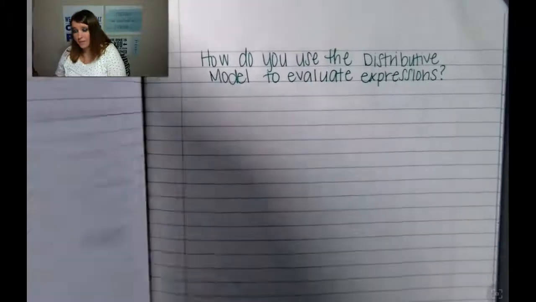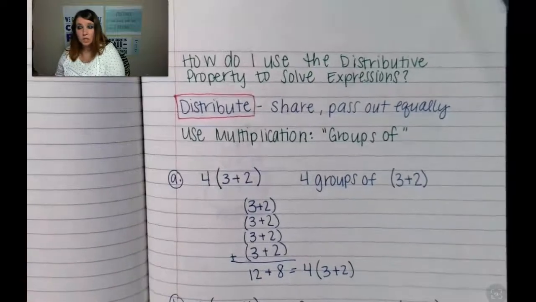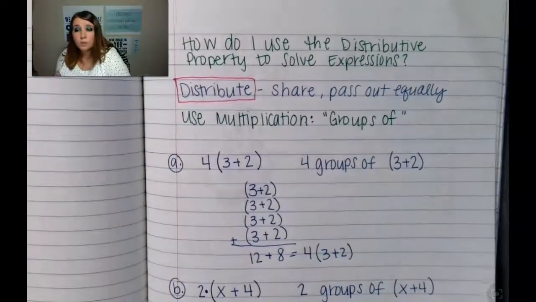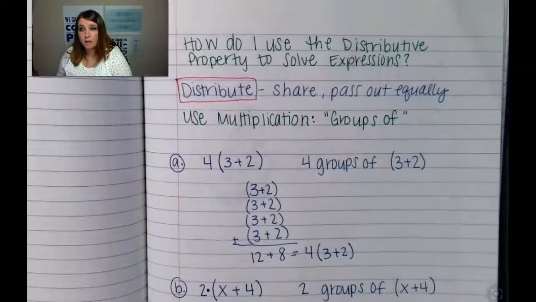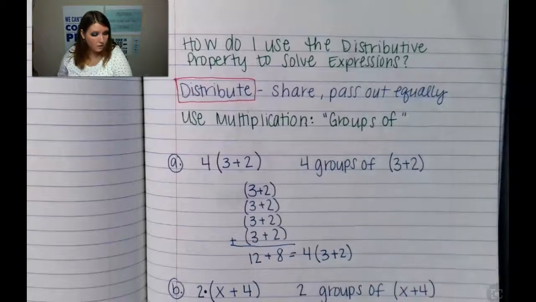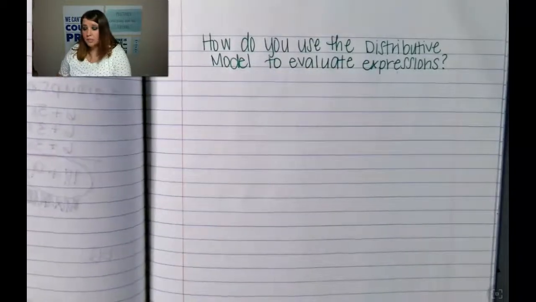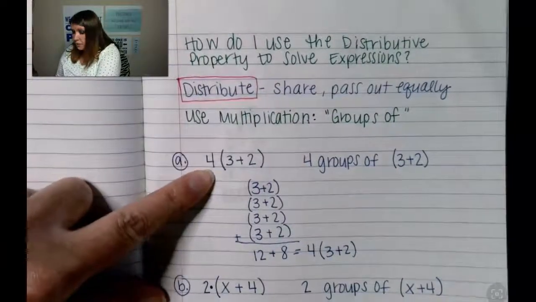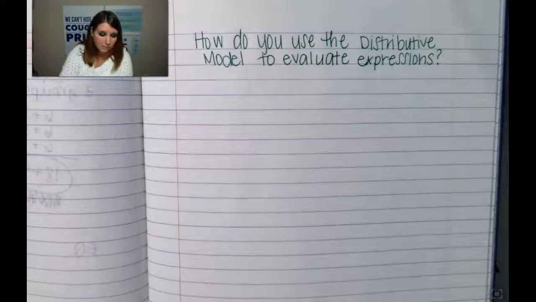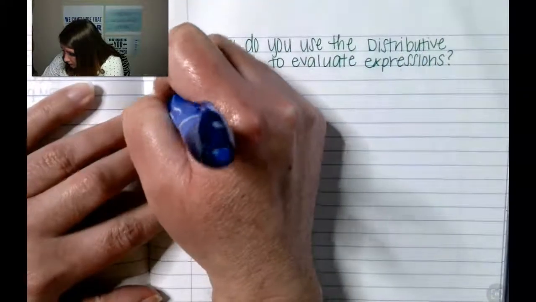So we know from yesterday that distribute means to share or pass out equally. We also learned to use it through multiplication and groups of, and we learned about repeated addition. Today, we are going to evaluate by using the actual method. The first one that we did was 4 groups of 3 plus 2. So we're going to work with that problem again.